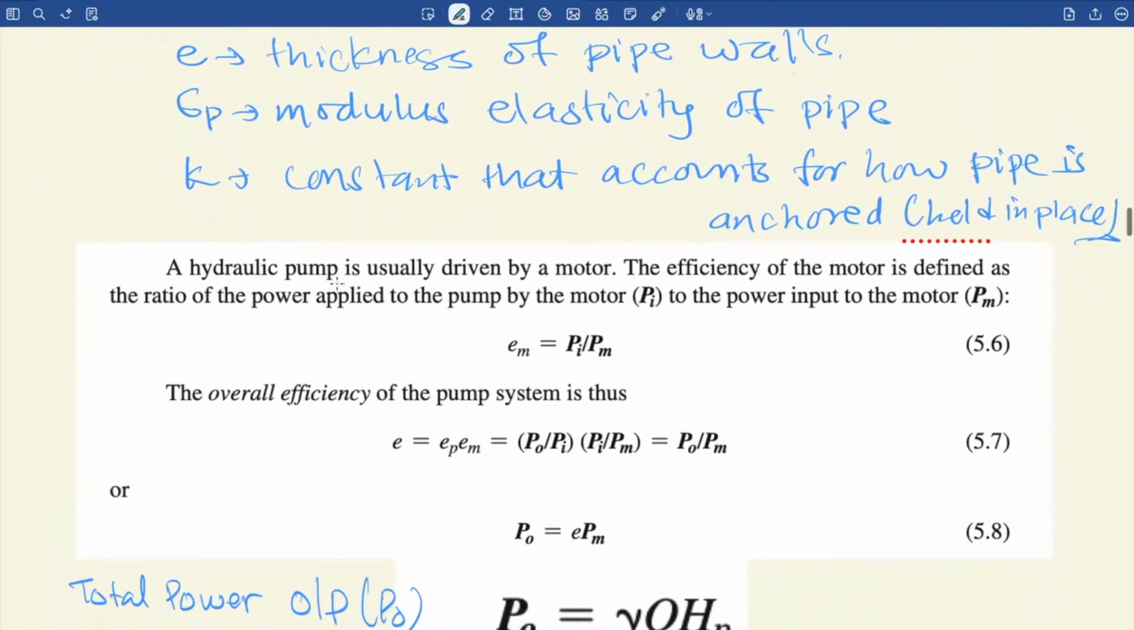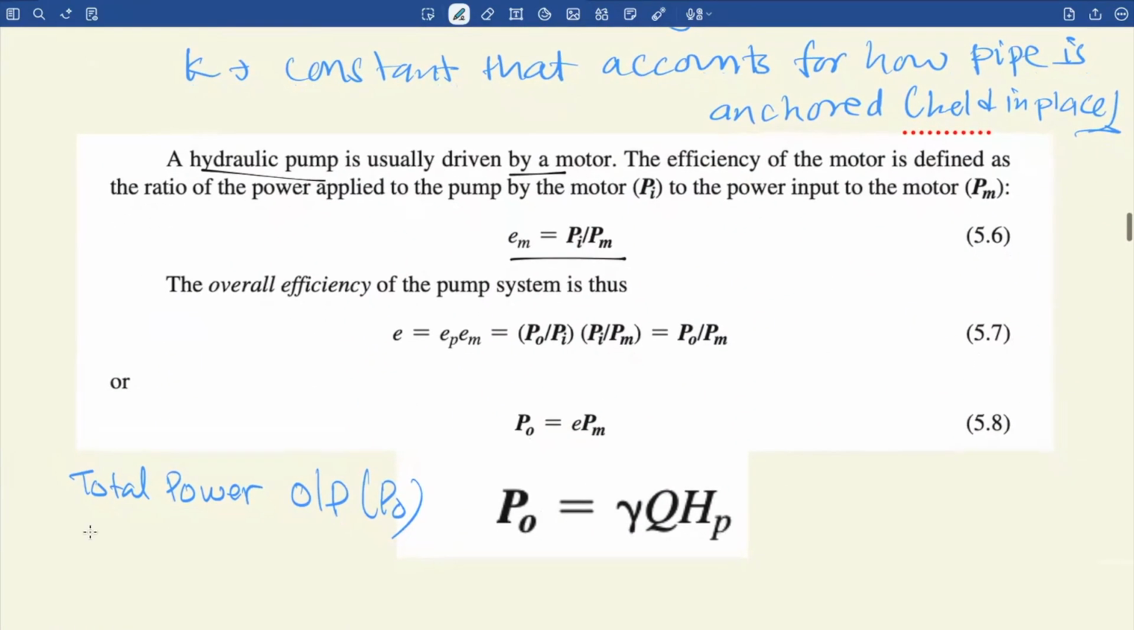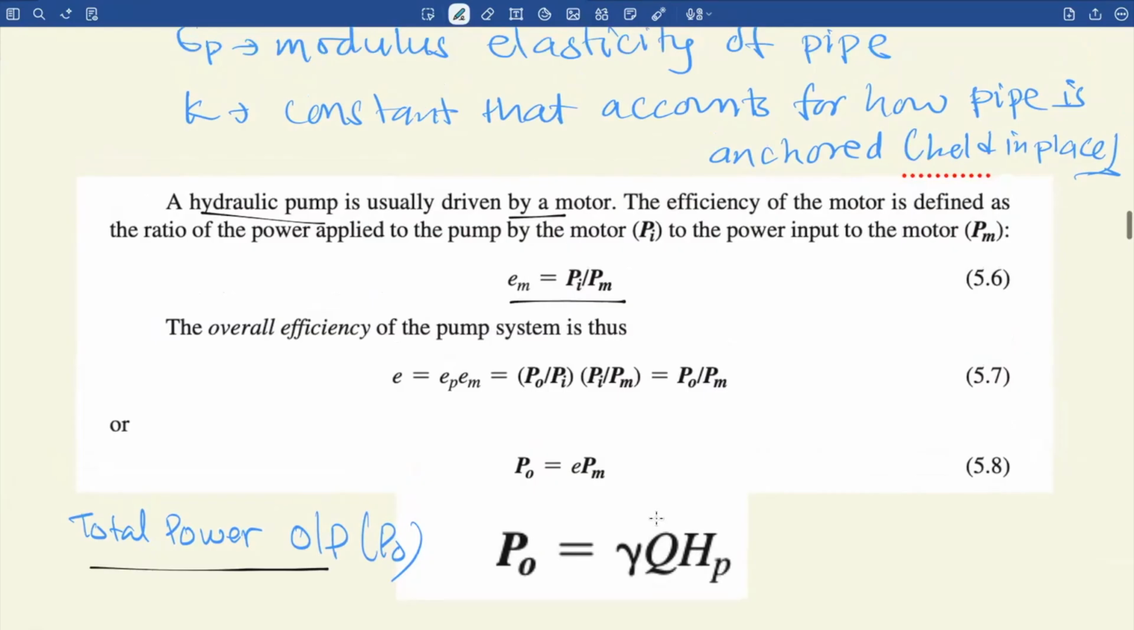And also for hydraulic pumps, usually driven by a motor, we will use this formula. The efficiency of the motor will be equal to the power applied to the pump by the motor, that is, power input to the pump, Pi by Pm. So we will use this formula. At last, we will use the total power output P naught, which is equal to specific weight times Q times HP, the total head loss. So we will use all these formulas.